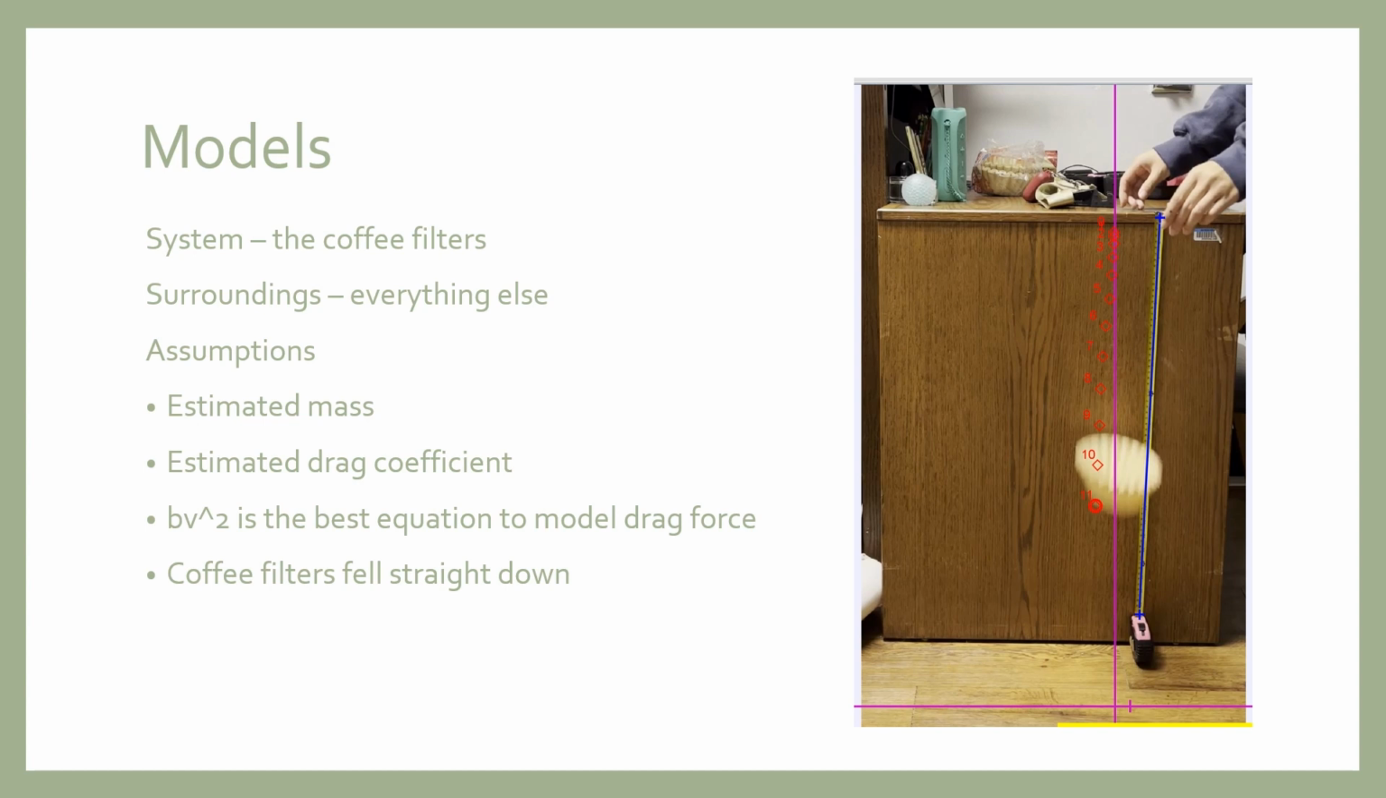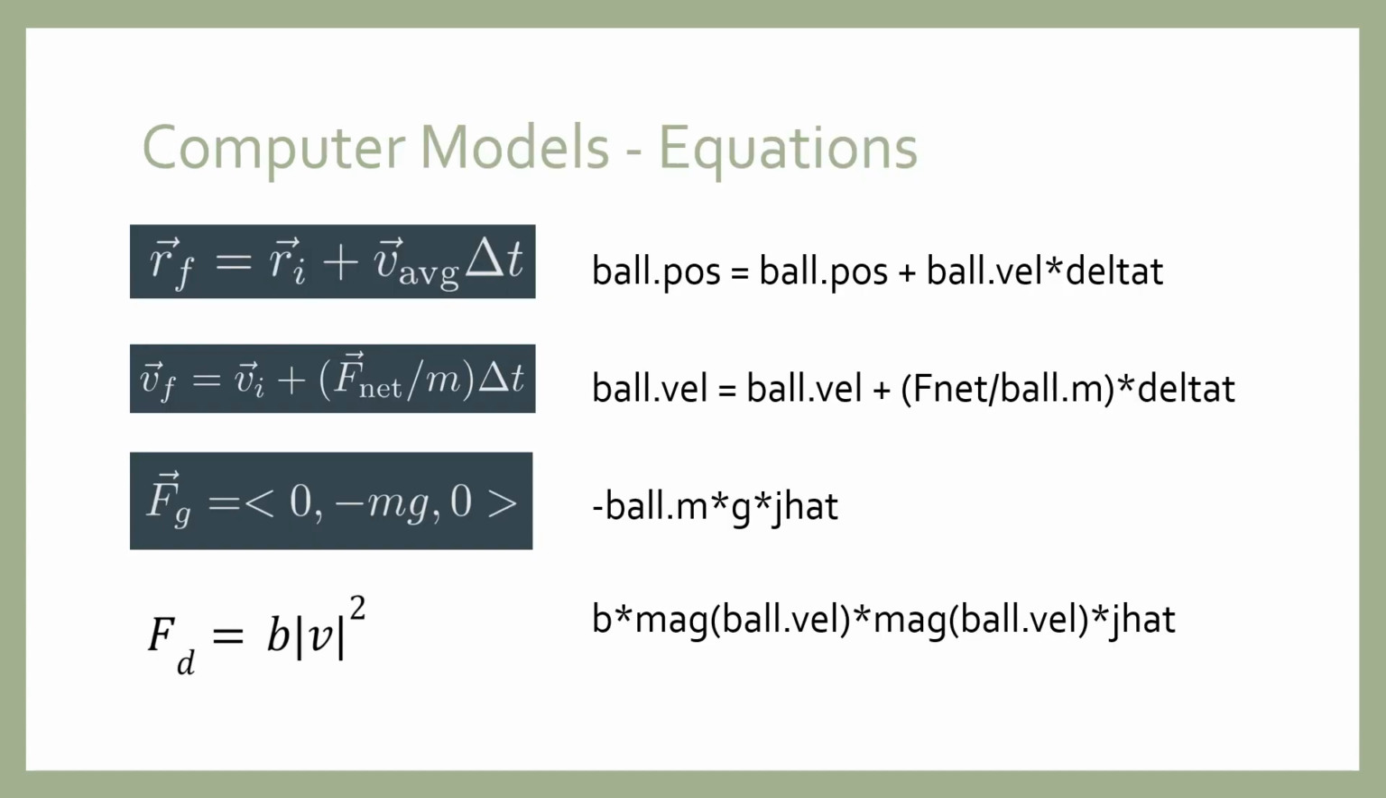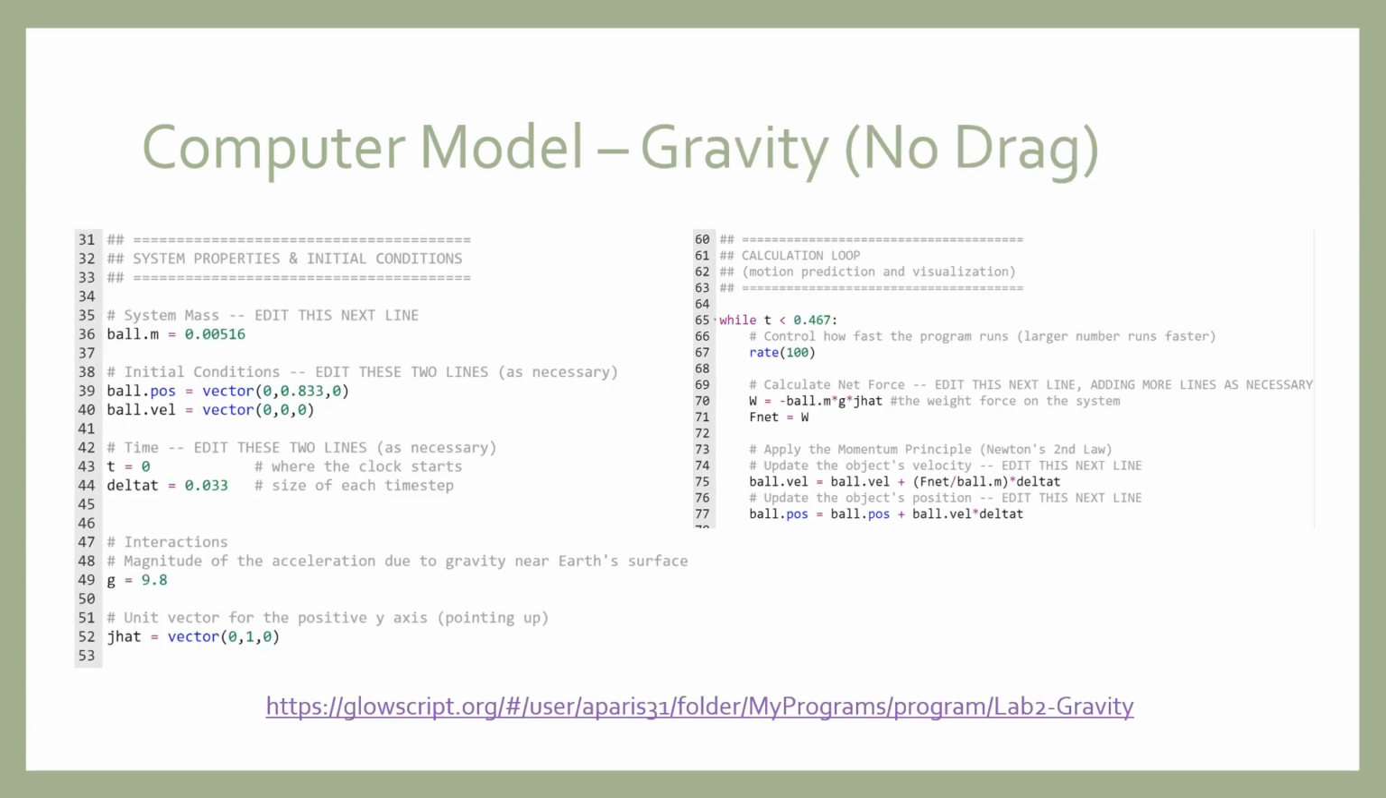Here are the equations shown in the introduction slides converted into code. These equations are used in the code of the computational models, and j hat just indicates that the force vectors are acting in the y direction. I linked the rest of the code in the slide if you want to take a look at it, but this is the computational model without drag force.